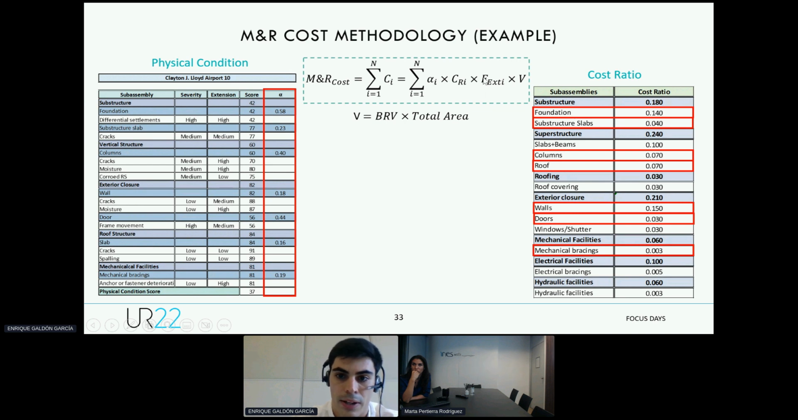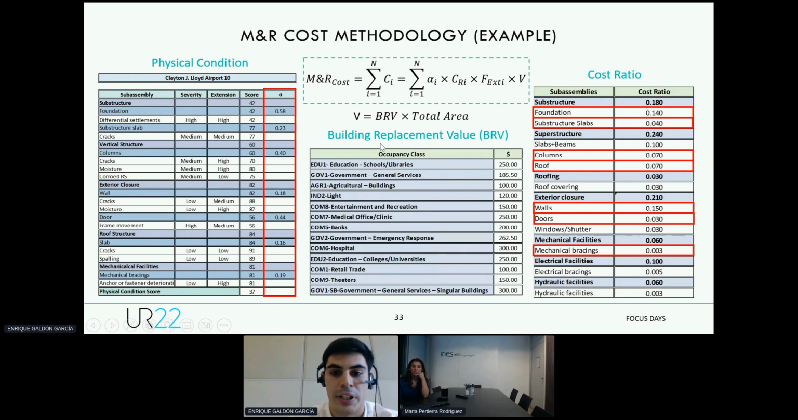Also, we have this value that is the extension factor, and this is also related to the physical condition, concurrently with the extension of the damage. So if we have low extension, this factor reduces the cost of this subassembly. And finally, we have the building value. The building value is calculated by multiplying the building replacement value per square foot by the total area of the building.